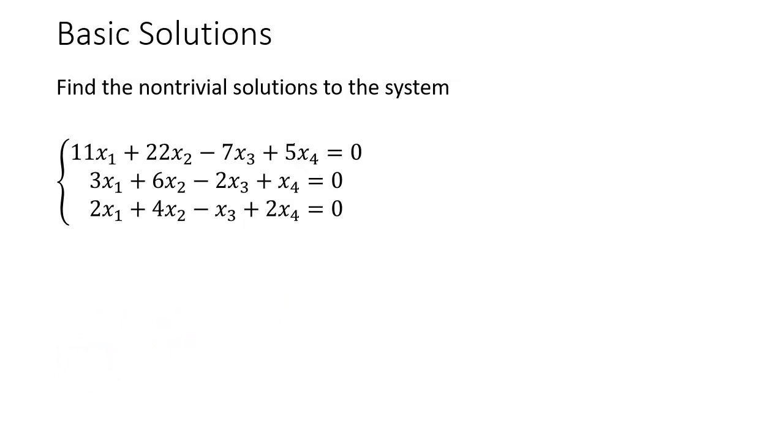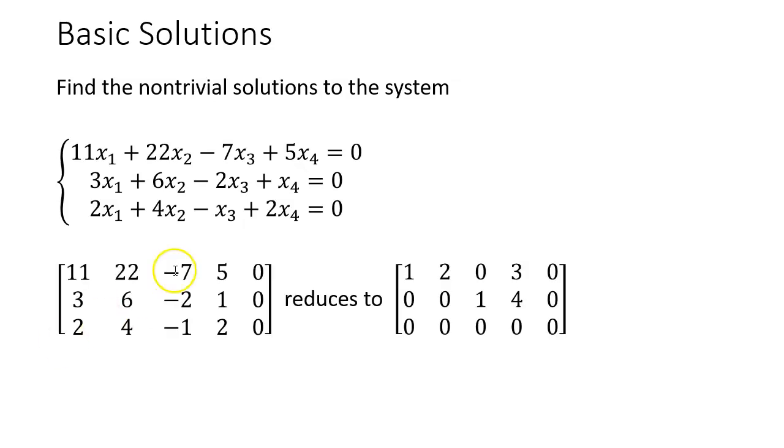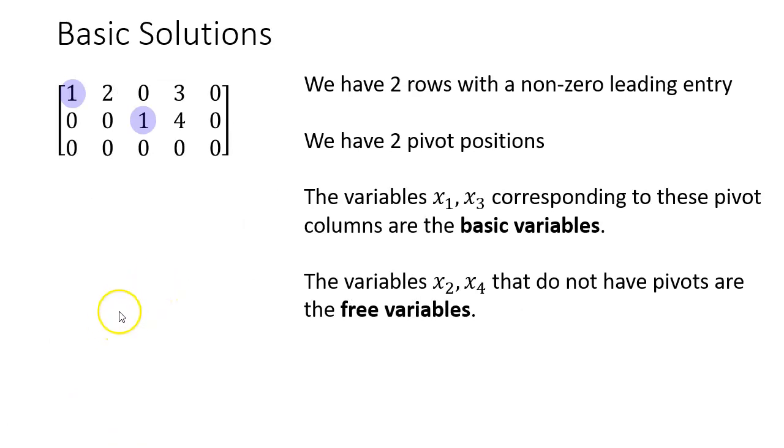And so as per usual, the first thing we'll do is write it as an augmented matrix, and then we'll row reduce it. And in this case, it reduces down to what you see here. So notice that in this reduced echelon form matrix, we have 2 rows with a non-zero leading entry, which means we have 2 pivot positions.